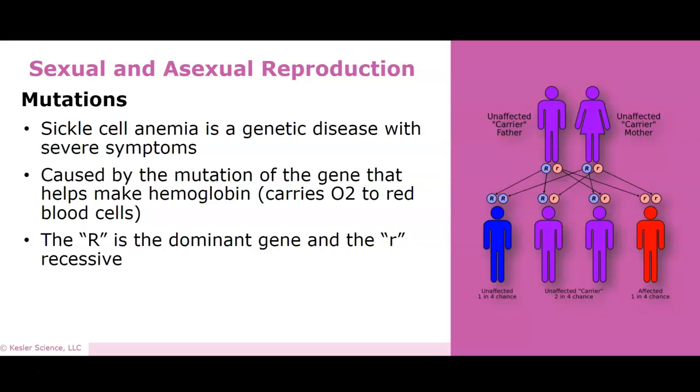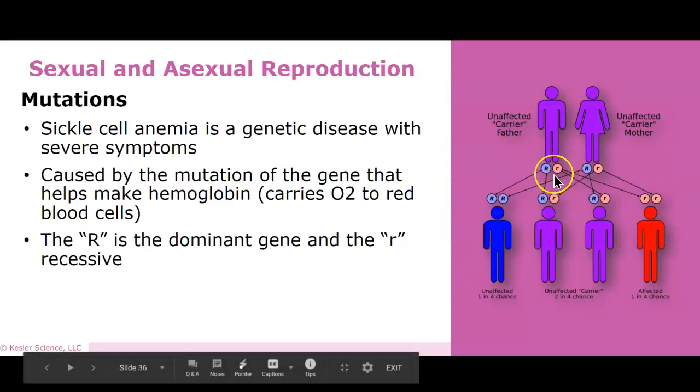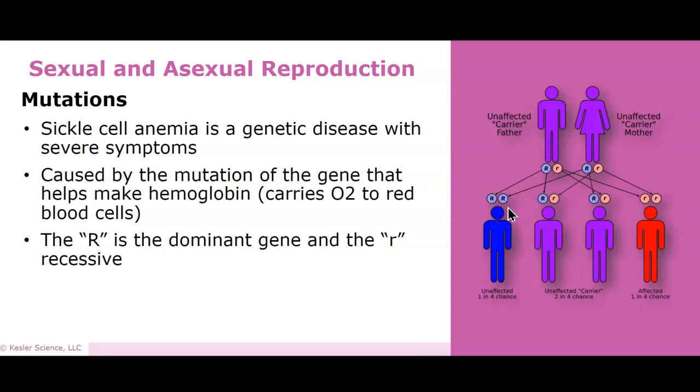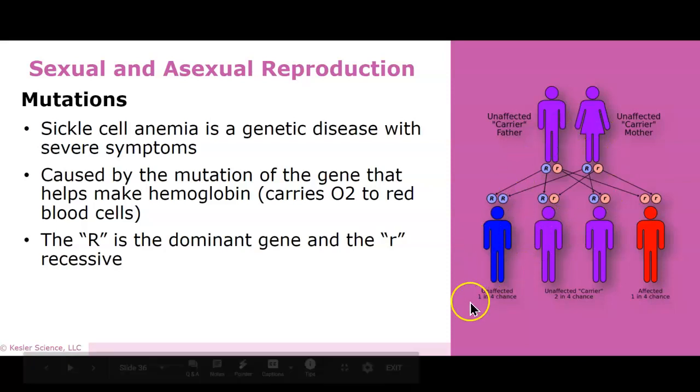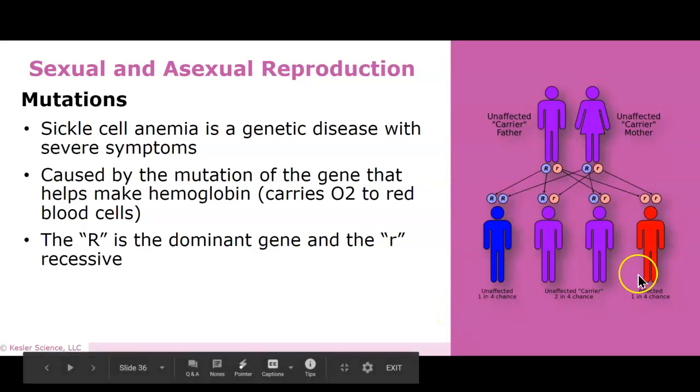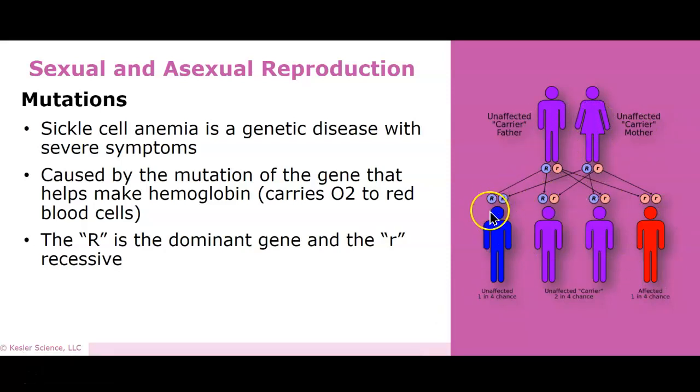In mutation, sickle cell anemia is a genetic disease with severe symptoms. It's caused by a mutation of the gene that helps make hemoglobin. The capital R is the dominant gene, and that is unaffected, and the small r is for having sickle cell anemia. We're going to learn more about how this works when we get to genetics, but you'll see that neither of these parents has sickle cell anemia. These three children do not, but this one does.